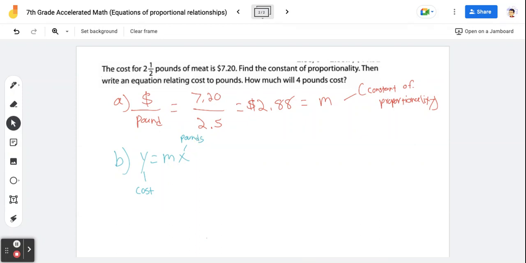All right, so our dependent variable is cost, our independent variable is pounds. So if I rewrite my equation, here's what it would look like. y is equal to, what is my constant of proportionality? Well, it's 2.88, times x. And what this says is that if I multiply $2.88 by a certain number of pounds, I will have the cost.